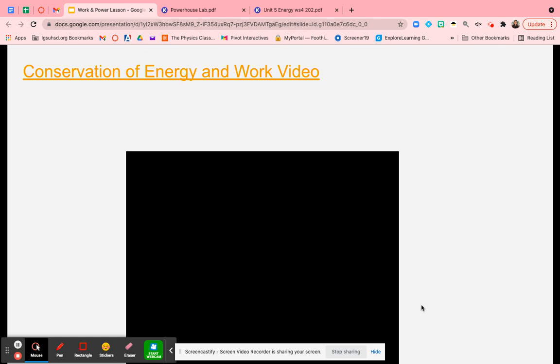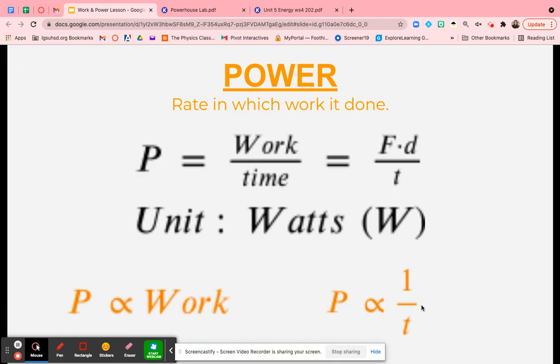Power is the rate at which work is done. The faster you're able to do your work, the faster you're able to push an object a certain distance, the greater your power value. So power is work divided by time. Since work is force times distance, you can think about it as force times distance divided by time. And the unit for power is watts.